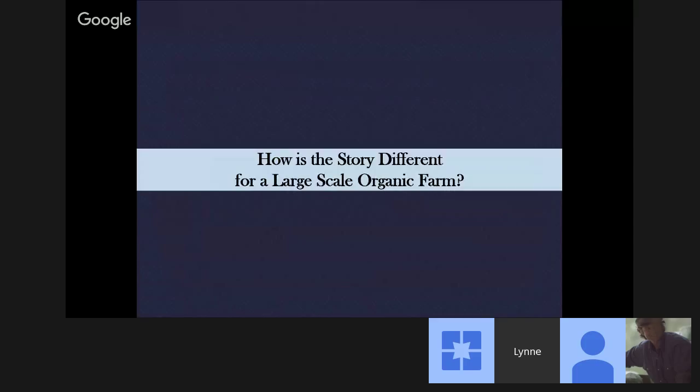So just a few slides coming up next about one of the other farms that we looked at, which is also certified organic and grows some of the same crops, but is on a totally different scale. The first farm we were looking at was about a 2-acre area, and this second farm is closer to 600 acres.